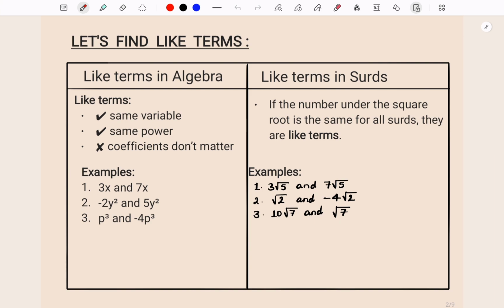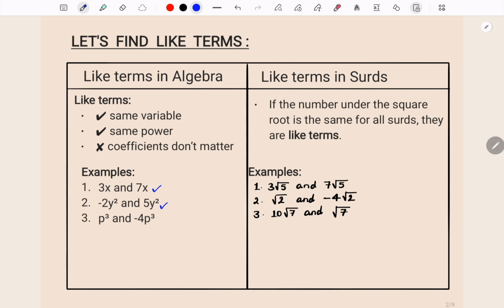We have already discussed like terms in algebra. In algebra, like terms consist of the same variable and the same power. Look at the examples. We have 3x and 7x. Look carefully that in both the terms we have the same variable x raised to the power of 1. The second example says minus 2y squared and 5y squared. Again, the variable is y in both the terms, raised to the power of 2.